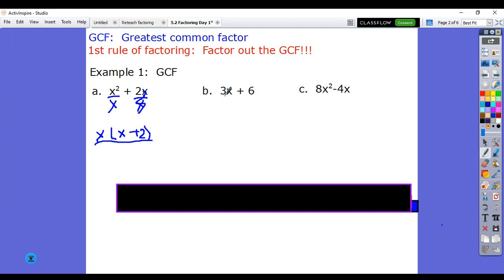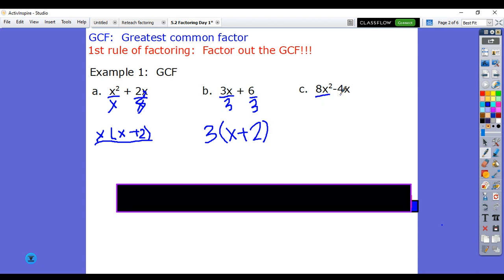Where letter A had a variable GCF, only one of them has an x here, but there is a number that goes into both 3 and 6. Remember, we're dividing everything by that number. This GCF is 3. So if I divide everything by 3, I get x plus 2. I'm using my cursor, so it looks really horrible.